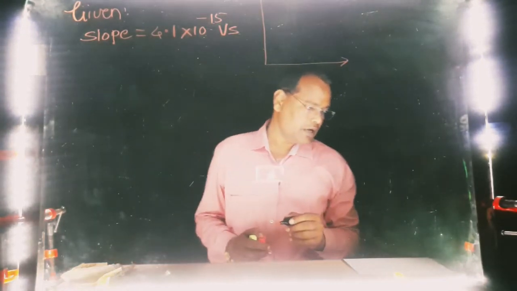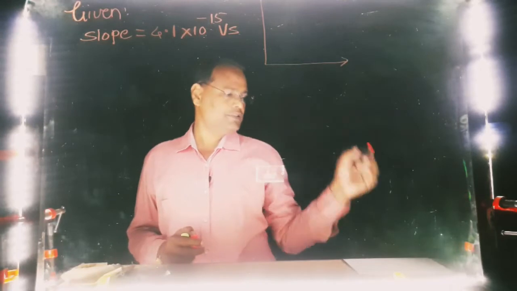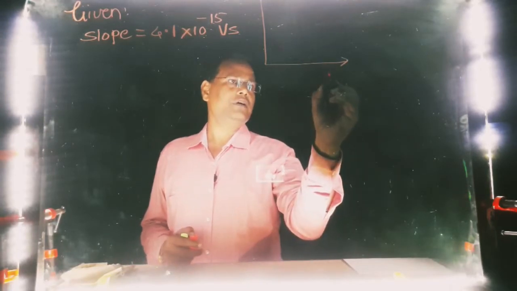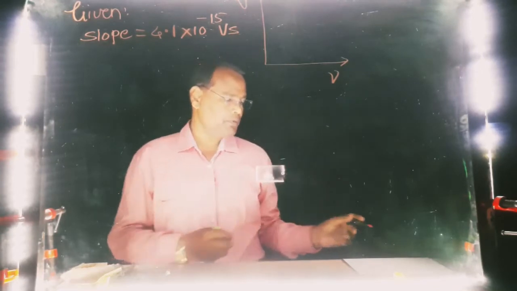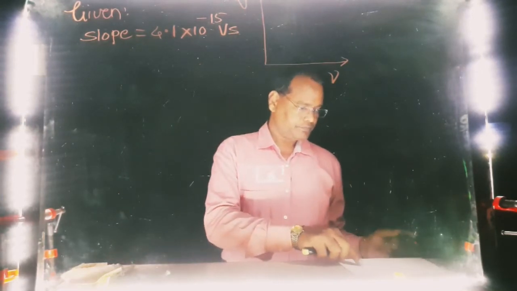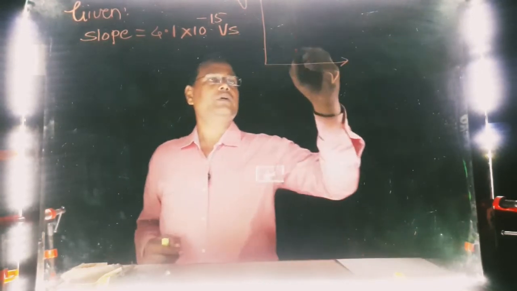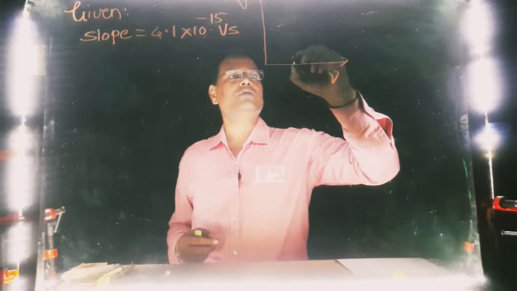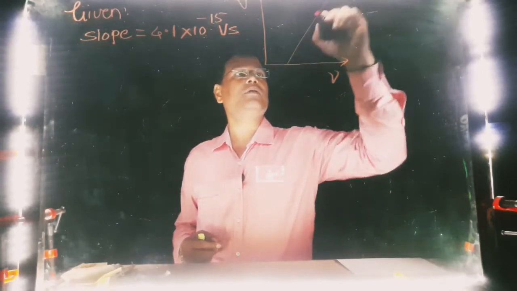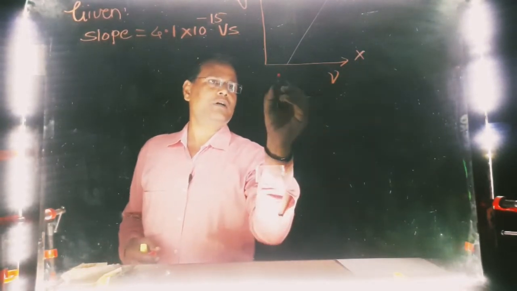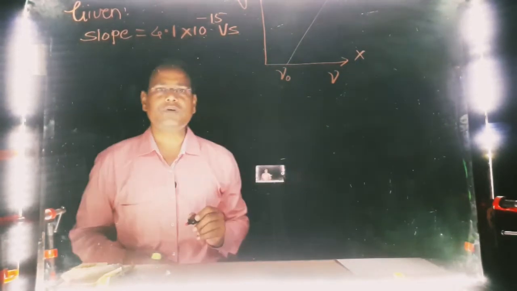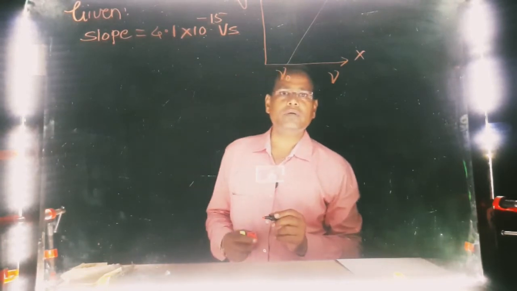So this is the graph of stopping potential versus frequency. Here it is frequency and here the stopping potential. And we get the curve or the straight line like this. The x-intercept of the graph is nu 0. It is called threshold frequency.